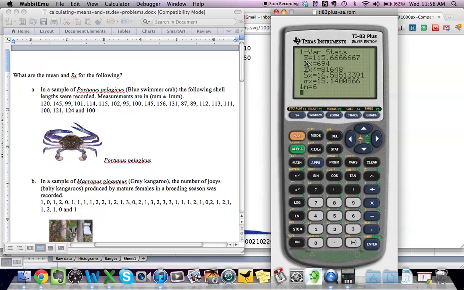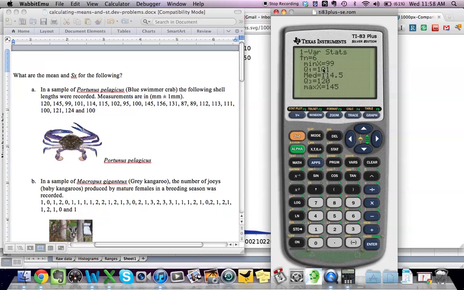So X bar, that stands for mean. So the mean of this 6 sample data set is 115, blah, blah, blah. Capital SX, that's our standard deviation. N, sample size. Remember, I put in 6 values.